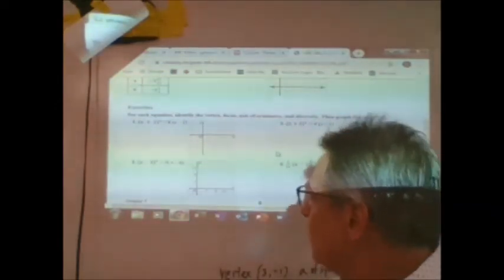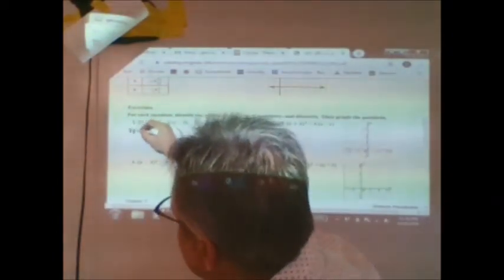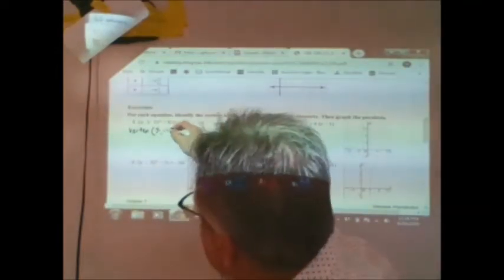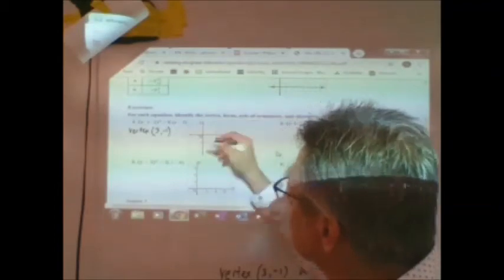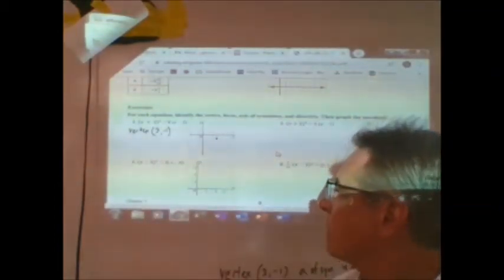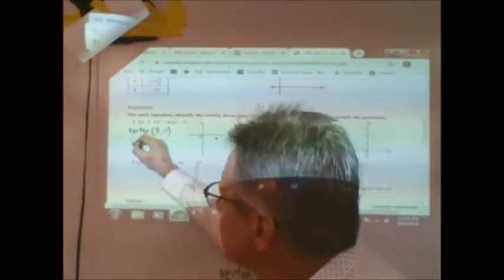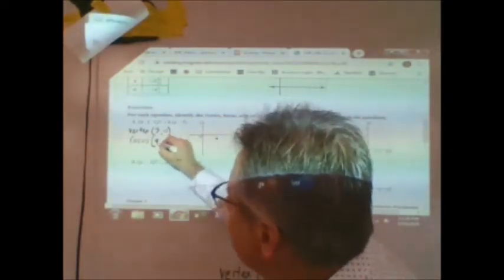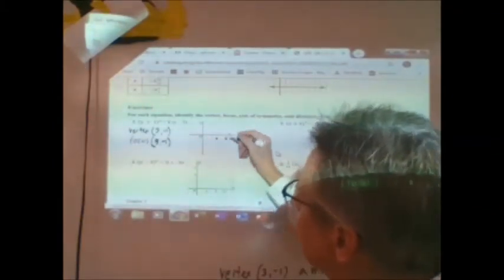And so we learned that the vertex for this one was at (3, -1). The vertex of a parabola is just the point of the parabola where both halves meet. The focus, now that's something new. The focus we found to be at (5, -1). And so that's this point right here.